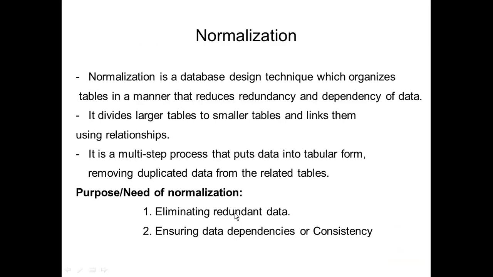It is a database design technique which organizes the tables in a manner which reduces the redundancy and dependency of data. In normalization, the larger tables are divided into smaller tables and those small tables are linked using the relationship. It is a multi-step process which puts the data into tabular form, removing duplicated data from the related table. Duplicated data is removed means it reduces the redundancy.